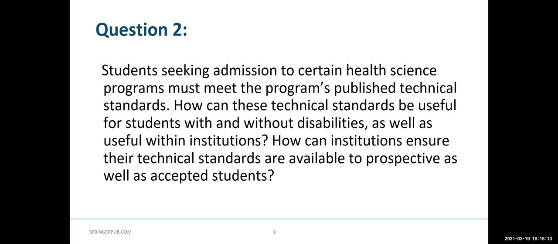I think what's important about the technical standards and how they're useful for students with and without disabilities is it just shows what the school expects, plain and simple. This is what you're going to have to accomplish while you're a student at our program, while you're going through it.